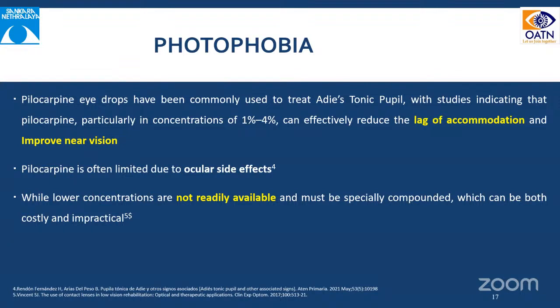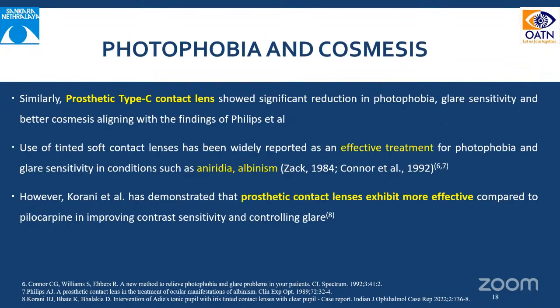There might be constriction, and people might have difficulty in near vision, and concentration is also not readily available. Hence, in this case, we did a trial of prosthetic Type C contact lenses, which significantly reduced the photophobia and glare sensitivity, and patient cosmesis was also better, aligning with the previous literature. There was also a study by Korani et al., who compared prosthetic contact lens and pilocarpine effectiveness, and found that the prosthetic Type C contact lens was more effective in reducing contrast sensitivity issues as well as glare.